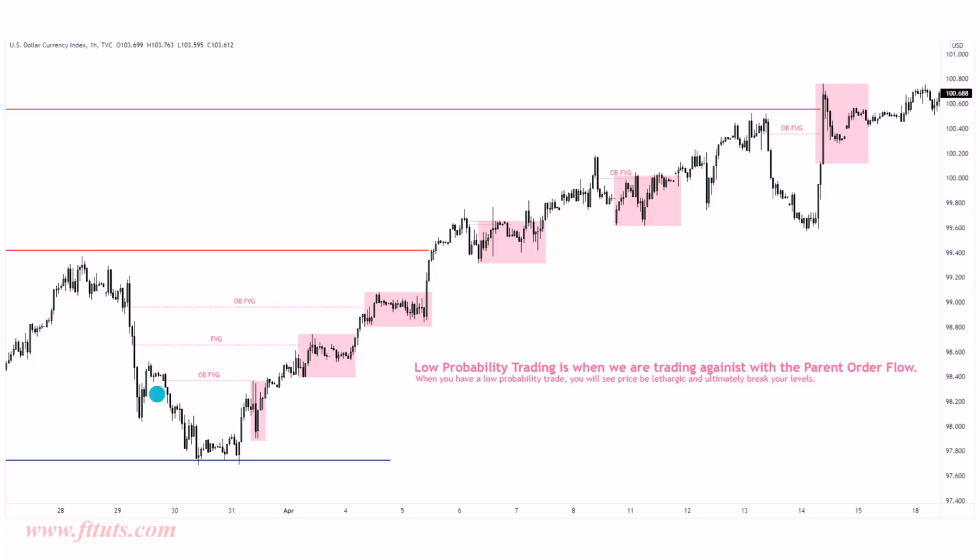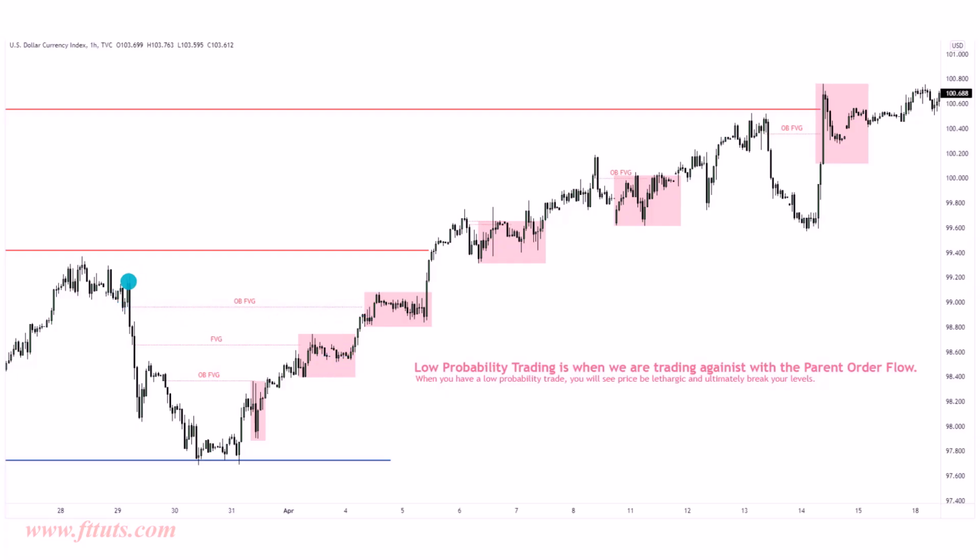So if I just identified an order block and fair value gap here, even though this pattern works and it's very precise, the most precise pattern ever, if you're trading against parent order flow, the pattern's not going to work. So you can see here, it has an initial drop, but it's just to fill the imbalance here, which is with the parent order flow. Then you can see it break, hence ultimately break your levels. We have a fair value gap here. You can see that at this fair value gap, price trades lethargic. There's no selling at the level occurring. And then you can see ultimately it breaks.